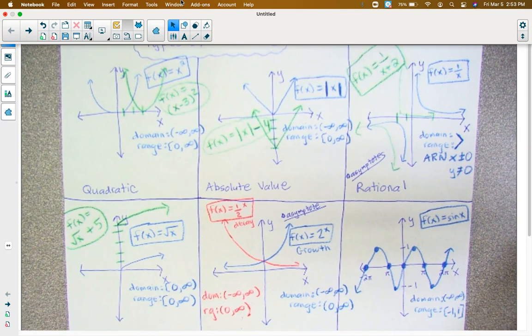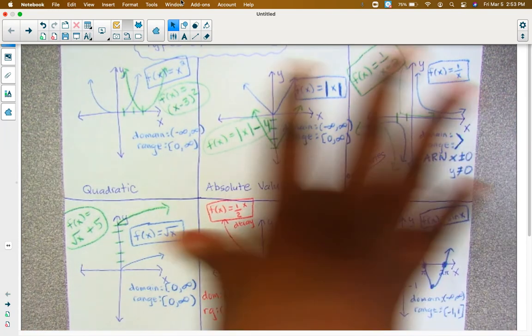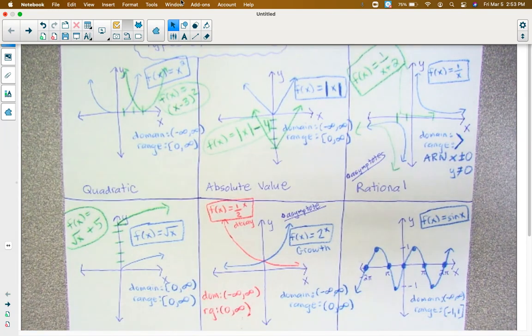So again, just some take-home points, just looking at all 6 of these functions in one place. So hopefully you can see and better understand their domain, range, transformations, and things like that. So you should be able to recognize these different shapes, whether I give you an actual function to work with or not.